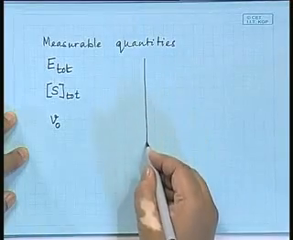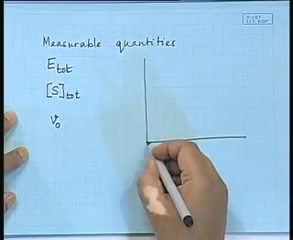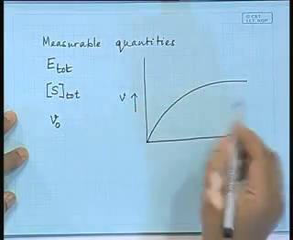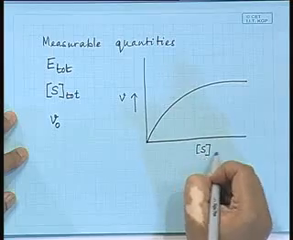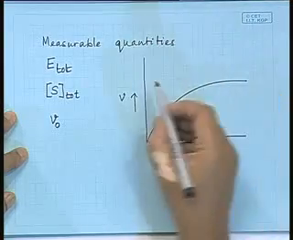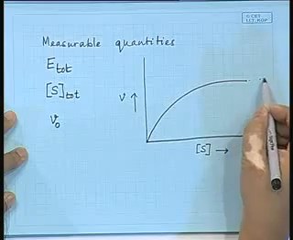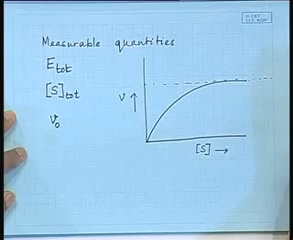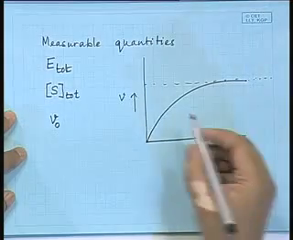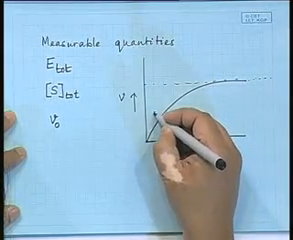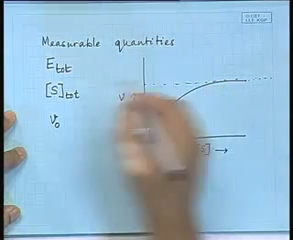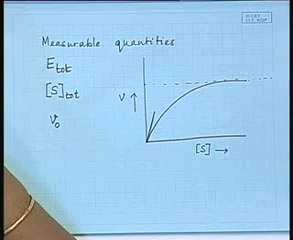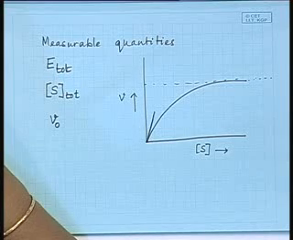Because if I consider my curve here, this is the velocity of the reaction, and this is the substrate concentration. I do not know where Vmax is, where it is actually going to go, right? So this is some quantity that I cannot determine this way. But what can I determine? I can determine at low concentrations what the V0 value is. So I can find out what an initial velocity is.